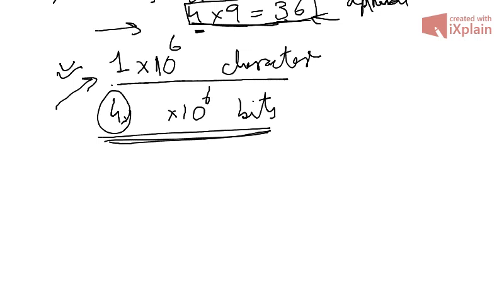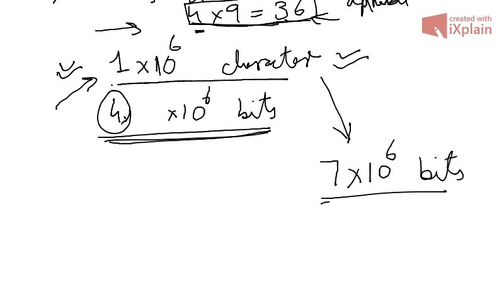If you are using ASCII code for these characters, then you would require 7 bits of memory for each character. So you need 7 into 10 to the power 6 bits of memory to use ASCII code for these characters, right? So it's a huge difference. As the file becomes bigger, the difference becomes more and more significant.